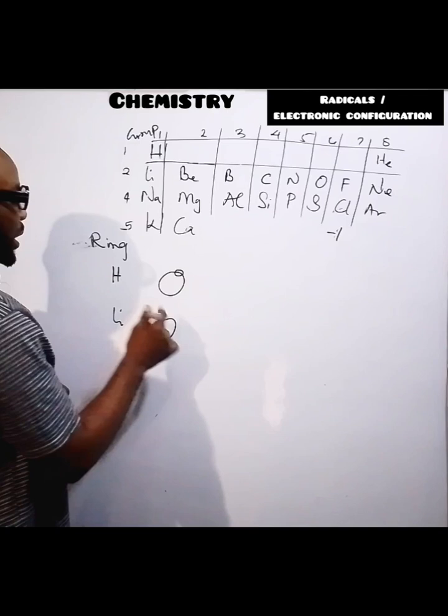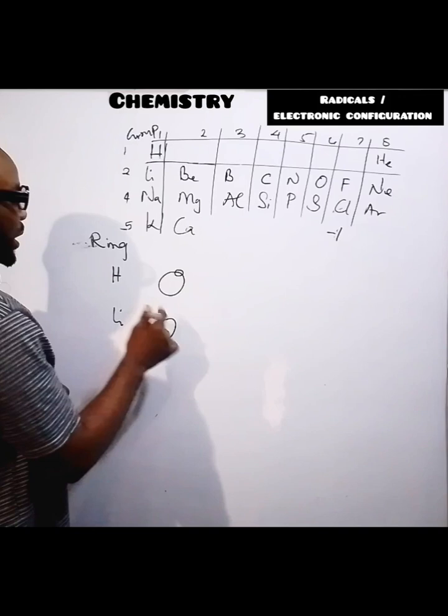Now, one thing you need to note about this ring I'm drawing: this lithium I drew is in group 1. The number of electrons in the outermost shell is equal to the number of the group they belong to. Also, this carbon is in group 4. The number of electrons in the carbon's outermost shell is also equivalent to the group that it belongs to.